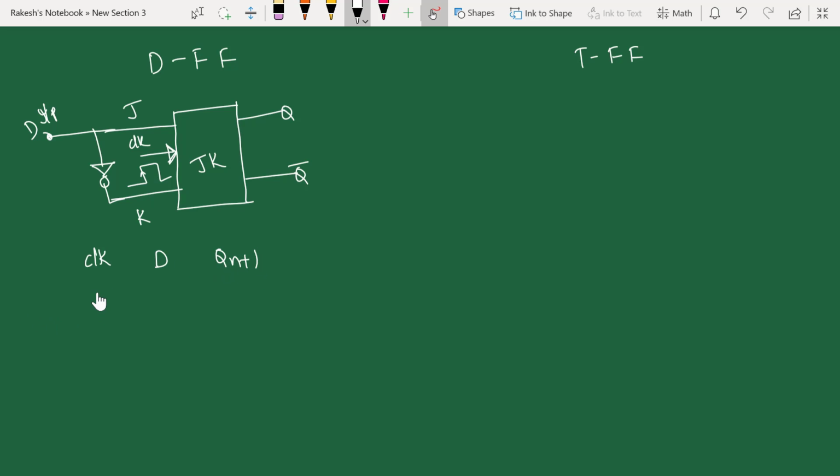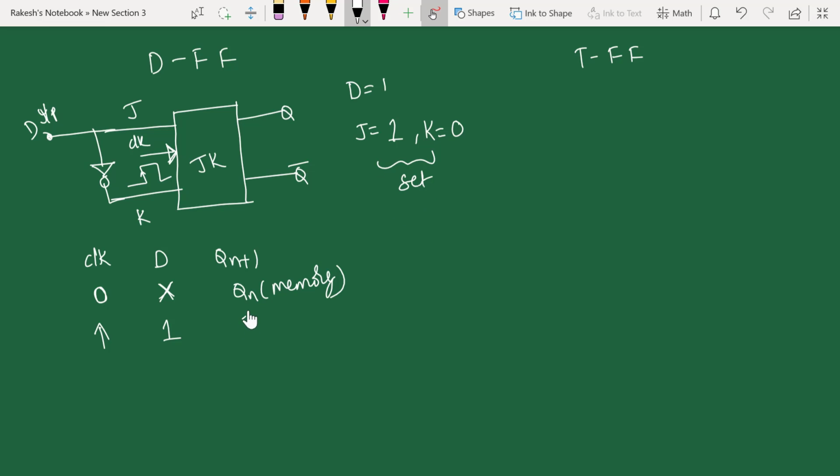When the clock is 0, irrespective of your D, whatever the D, it is going to be in the same state, or you can say it will be in the memory state. When the clock is enabled, when D is 1, you are going to have J equals to 1 and K equals to 0, because there is a NOT gate. When J is 1, K is 0, it's going to set the output. That means you are going to get the output as 1, or you can say set state.